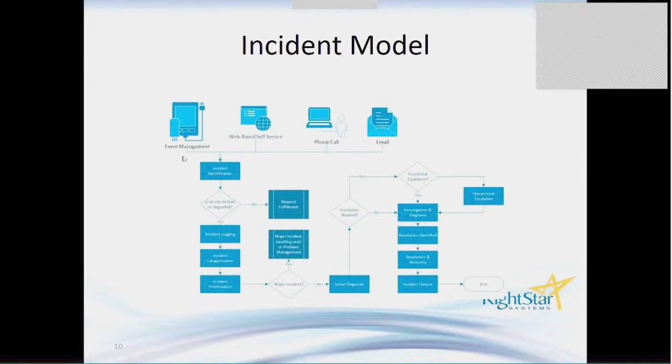So the incident is identified. So perhaps it was a notification coming from our event management software. We need to determine at this point, is the service broken or degraded? If yes, then the incident is logged, categorized appropriately, prioritized. And this is an important thing here too, because certainly if we look at the Scrum Lifecycle, and I mentioned the backlog, and this applies for the Kanban to-do list as well, there is always an expectation of prioritization.